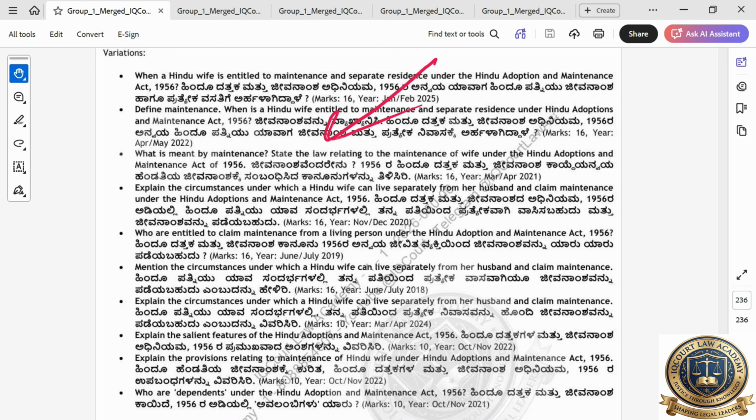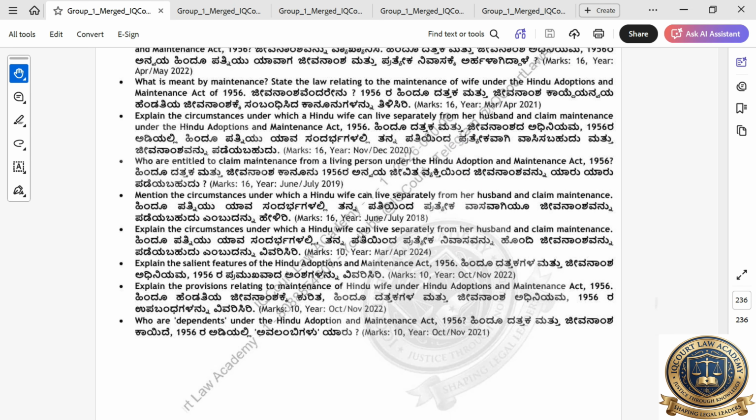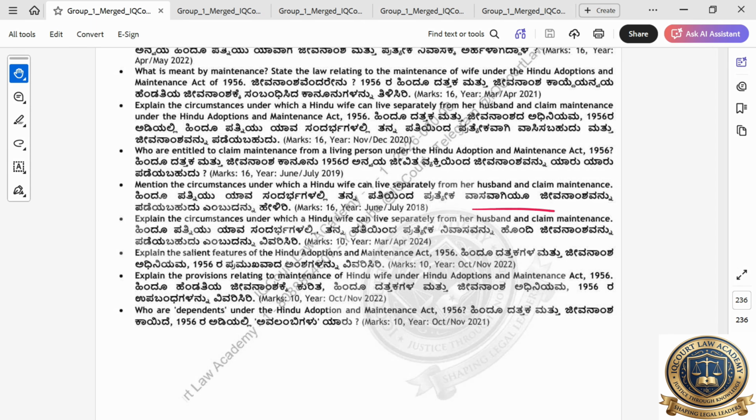What is meant by maintenance? State the law relating to maintenance of wife under the Hindu Adoption and Maintenance Act 1956. Very, very important. Maintenance: in what circumstances can a wife live separately from her husband and still claim maintenance?